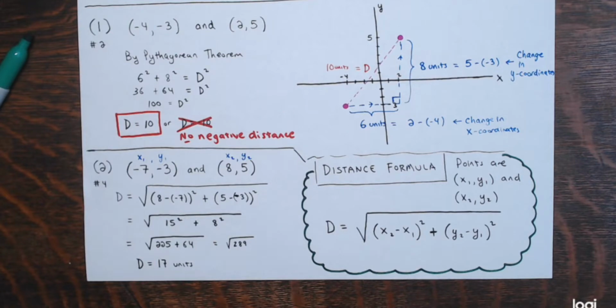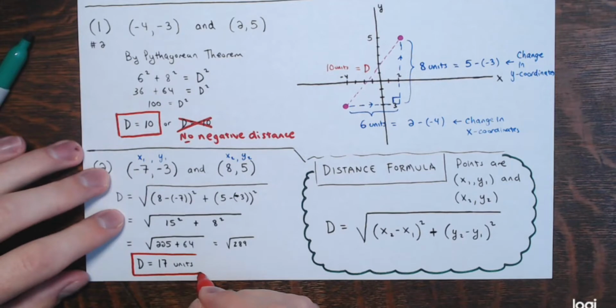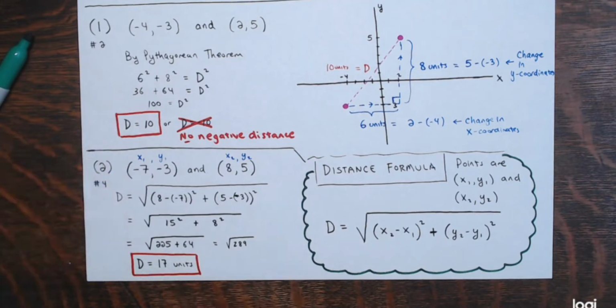All right, and that's it. There's no need to round, there's no calculator use here. 17 is a nice whole number. And that's it. The distance between these 2 points on the coordinate plane is 17 units. All right, fantastic.